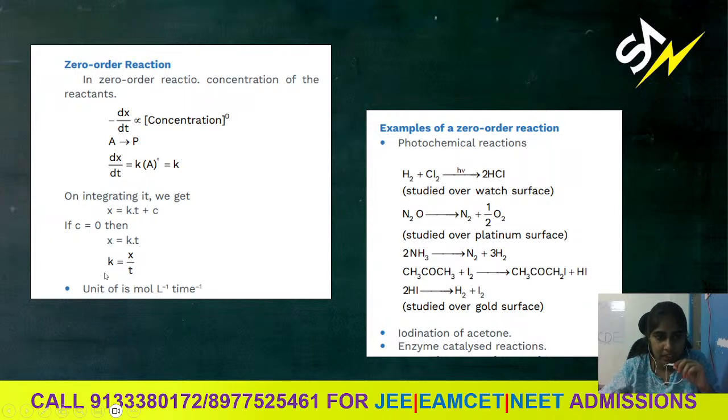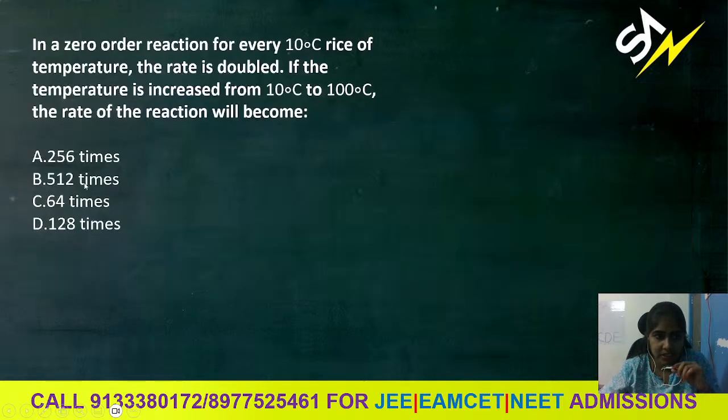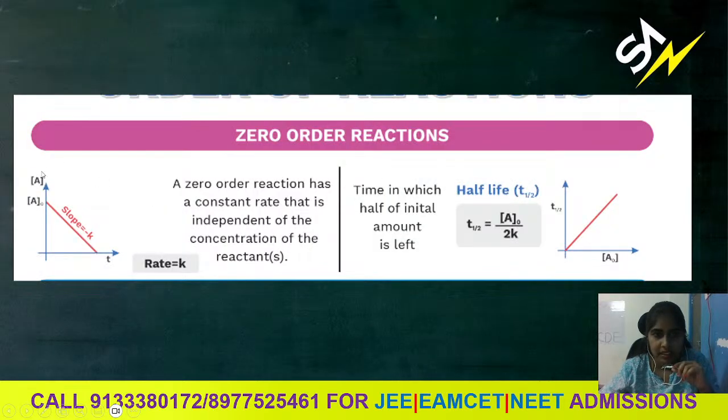This is the equation of rate constant for a zero order reaction: K is equal to x by t. These are a few examples for zero order reactions. These are the graphs which we have seen earlier for zero order reactions. We have also seen the half-life time of zero order reactions, that is, t half is equal to the concentration A naught by 2 times the rate constant.